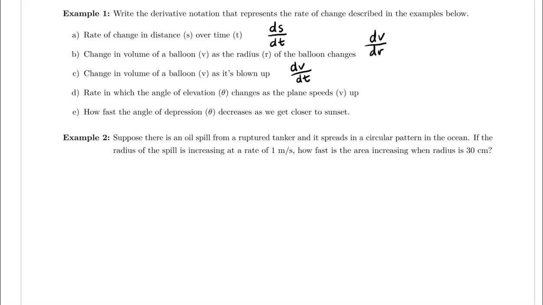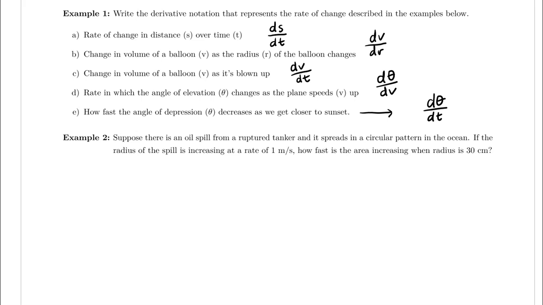D, rate at which the angle of elevation theta changes as the plane speeds up, so its velocity. So we'd have d theta over dv. And then E, how fast the angle of depression theta decreases as we get closer to sunset. As we get closer to sunset means more time is passing, and so for this one, we would have d theta over dt. All right.